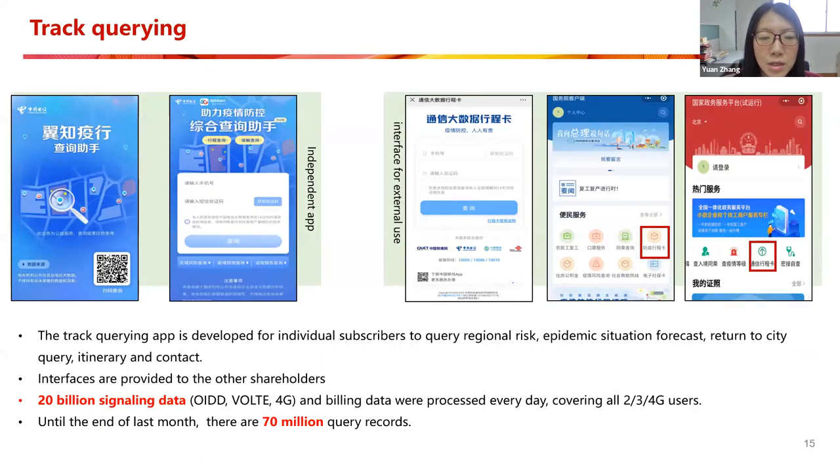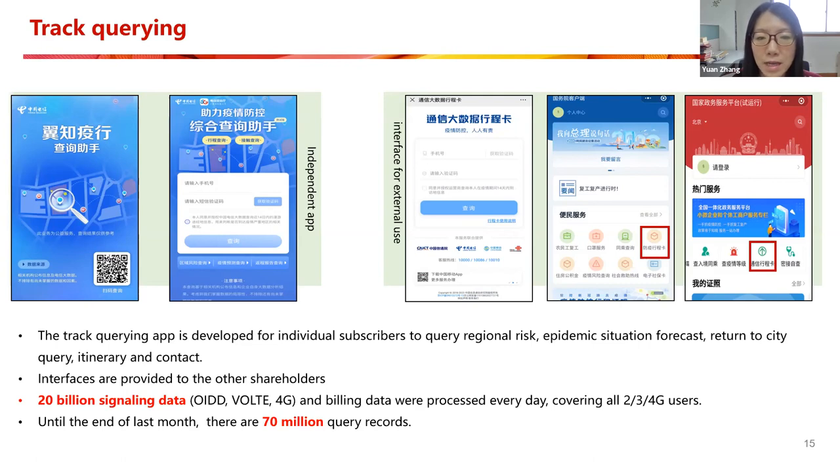Another major application is the track querying app, which provides individual subscribers with functions including regional risk query, epidemic situation forecast query, return to city report query, itinerary and content query. On the basis of ensuring user privacy and safety, it conducts real-time perception of the flow of people in key epidemic areas with cooperation with relevant provinces, and can also provide interfaces to other stakeholders while cooperating and supporting CICT on the case tracking and modeling app.